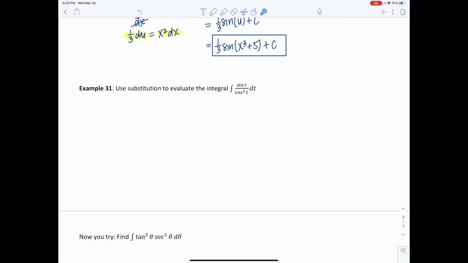All right, let's do another one. So this one, the inside function I'm going to use here is cosine of t. Its derivative is sine of t.